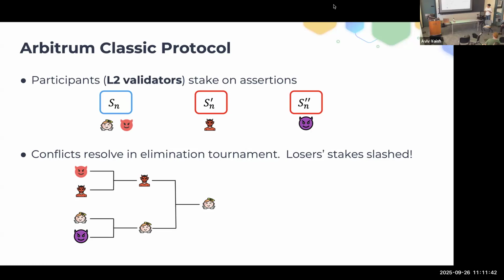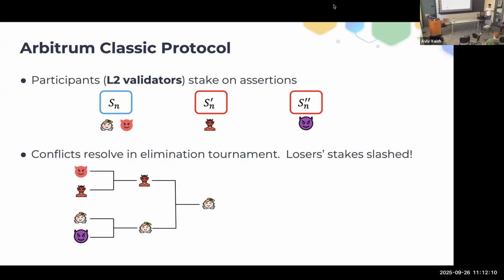And so once some deadline has passed, there's some way to do an elimination tournament between these assertions. There are sub-games, 1 versus 1. Each time someone loses, the winner advances to the next level until at some point the winner gets confirmed. So here we see that Evil Bob, even though he staked on the correct assertion, still managed to lose the first match against Charlie, but Alice ended up winning the entire thing.